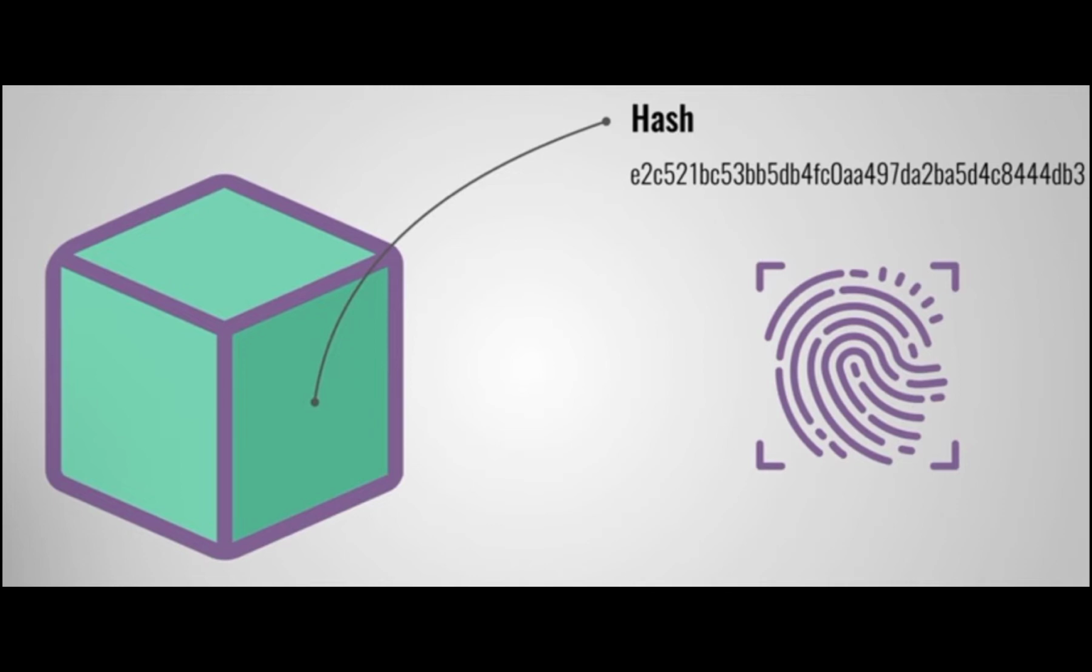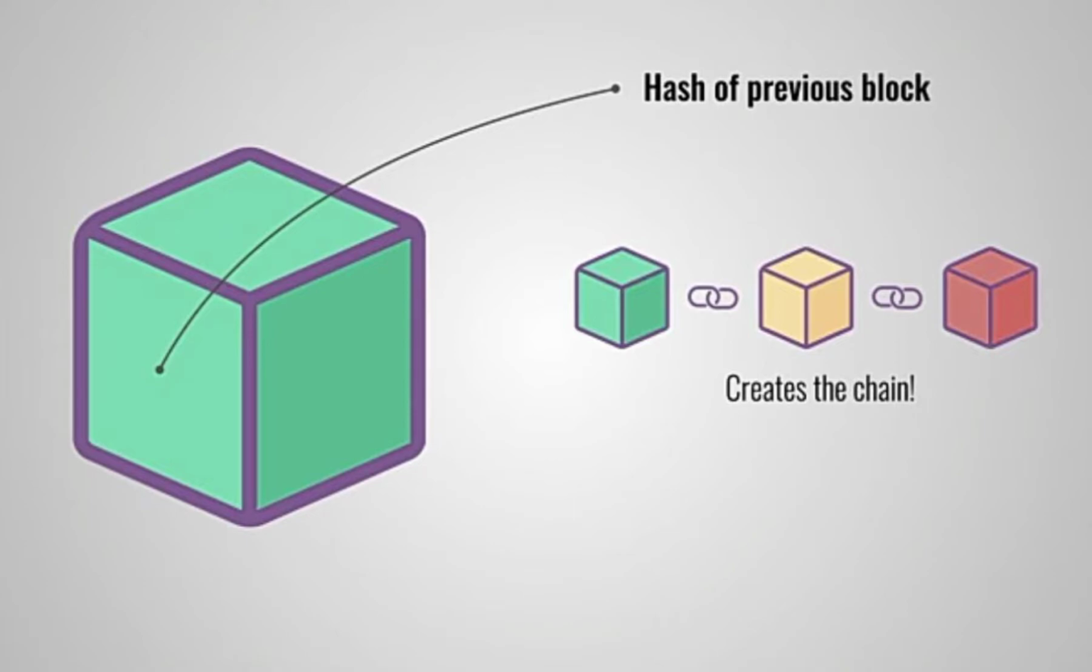Hash. Hash is something used to identify the block. Every block has a unique hash. Previous hash. It is very effective in a blockchain as it makes it so secure.